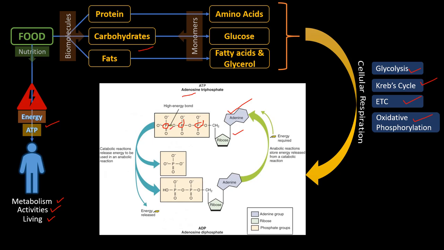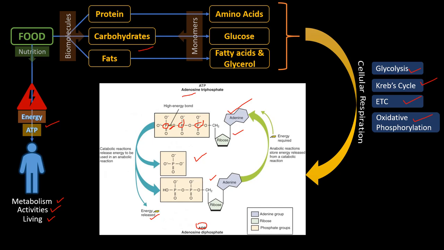As you can see here, this is the high energy bond that connects the phosphates. Now when energy is required, ATP is broken down into ADP, or adenosine diphosphate. So here you can see the inorganic phosphate, and this is the ADP, and you also get some amount of energy. How much energy do we get? That is 30.5 kilojoules per mole from a single ATP molecule breaking down into ADP and inorganic phosphate.